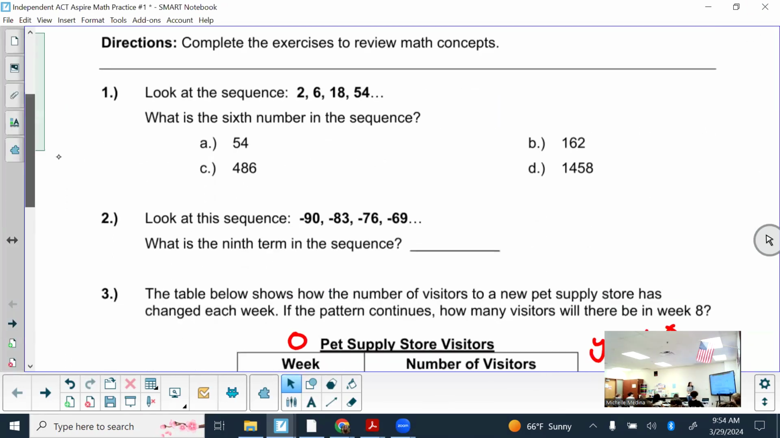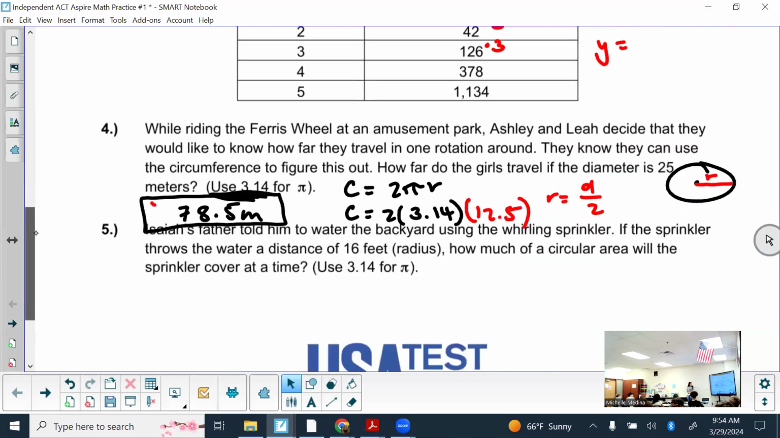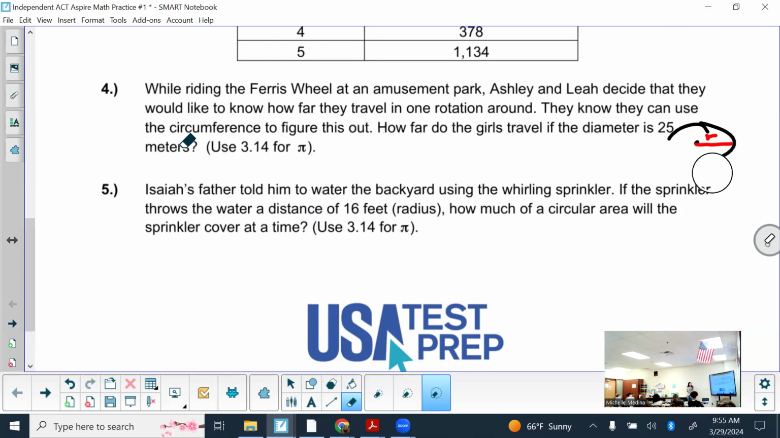So number 4 on the first page was the one asked about. It says, while riding a Ferris wheel at an amusement park, Ashley and Mia decide that they would like to know how far they have to travel in one rotation. They can use the circumference to figure this out. Normally, they wouldn't tell you that. Normally, you have to use your visualizing skills. On a Ferris wheel, you go around in a circle, and they want to know how far they traveled in one rotation.